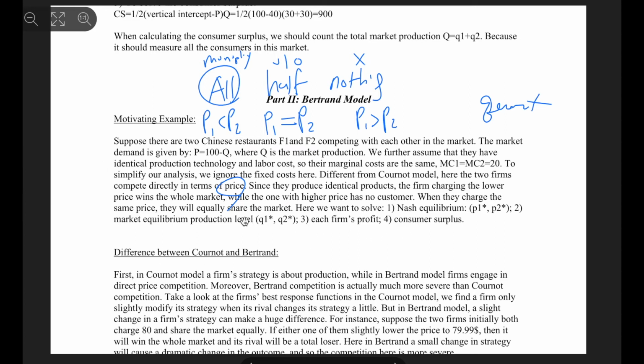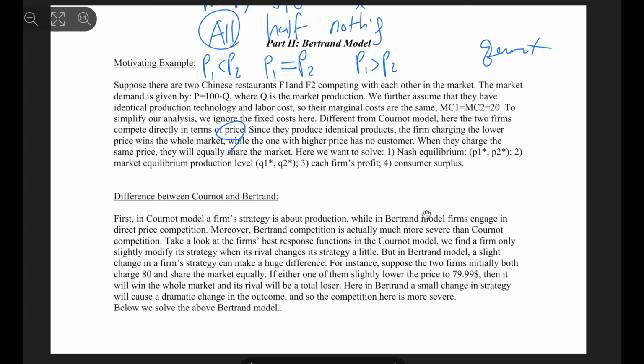Okay, so here we want to solve for: 1, the Nash equilibrium P1 star and P2 star; 2, the market equilibrium production levels Q1 and Q2; 3, each firm's profit; and 4, consumer surplus. Okay, before moving on, we want to look at the difference between Cournot and Bertrand.